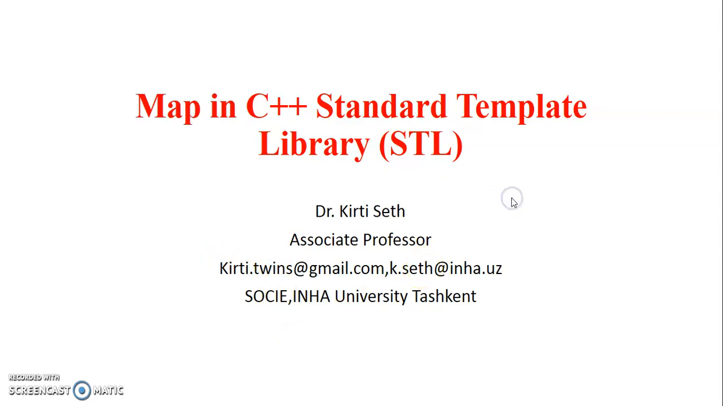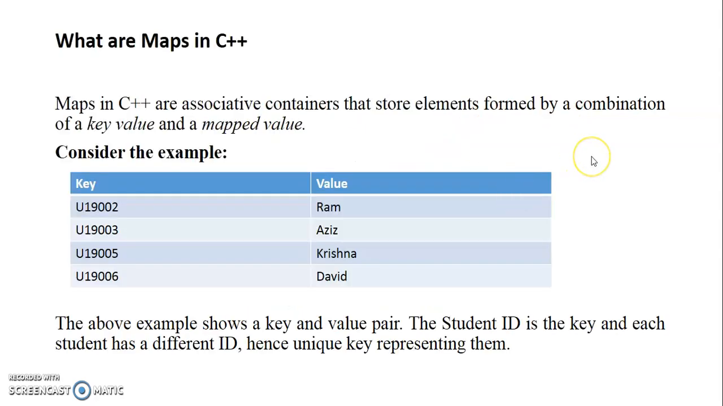So, the definition of map: maps in C++ are an associative container. Associative container means they can store elements like arrays, like matrices, like vectors. Maps can also store elements, but a map can store elements in a special fashion. A map always stores two things: one is the key value and another is the mapped value.